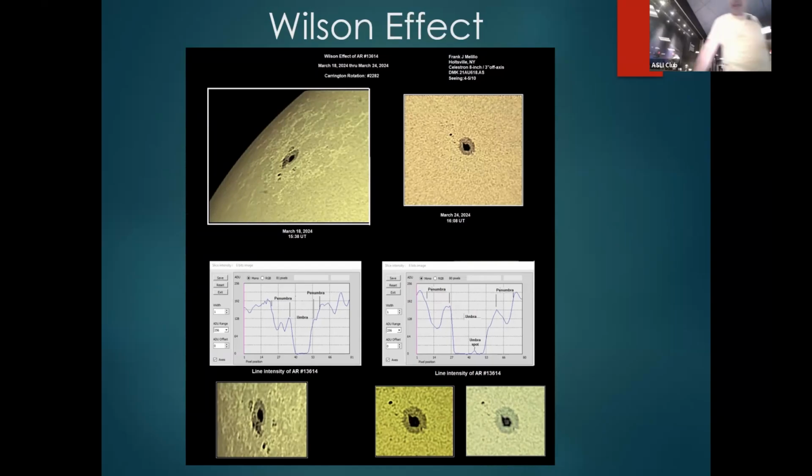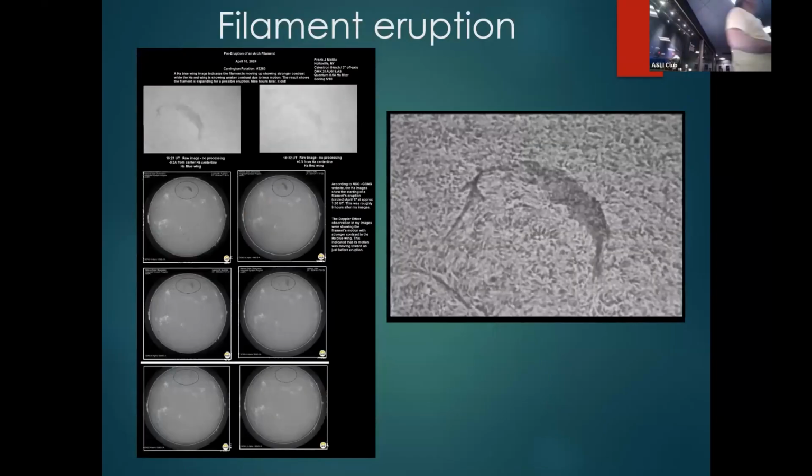Okay, filament eruption. All right, now this is with the H-alpha filter, which isolates certain wavelengths, so you can see the hydrogen gas. It's at a wavelength of 6562, or 6862 Angstrom, if I remember correctly.